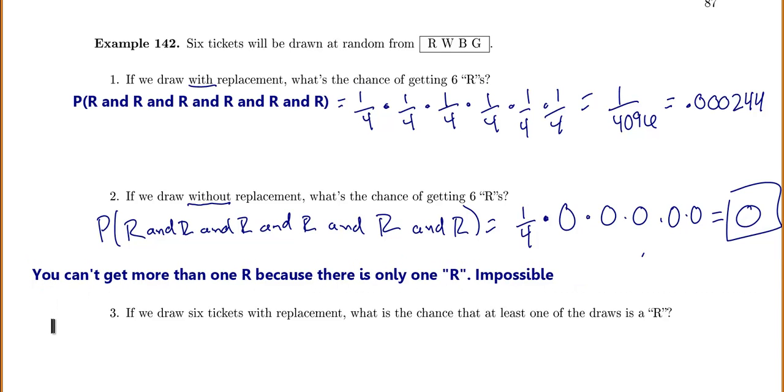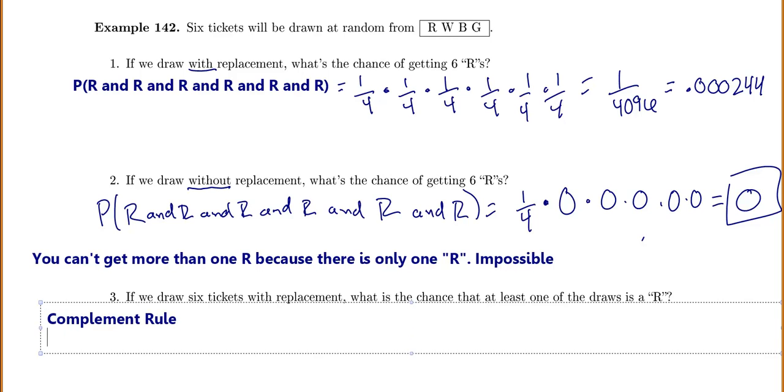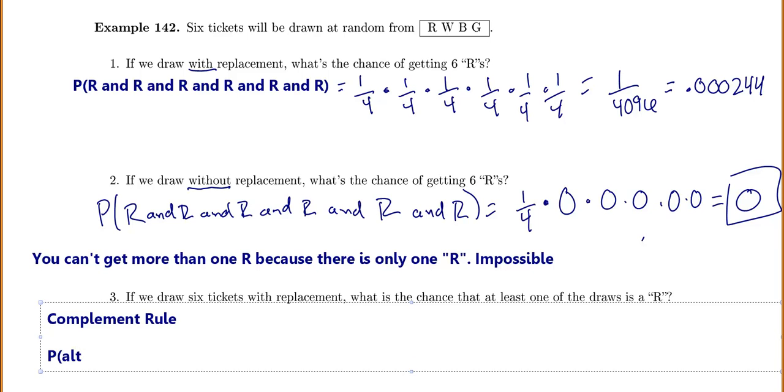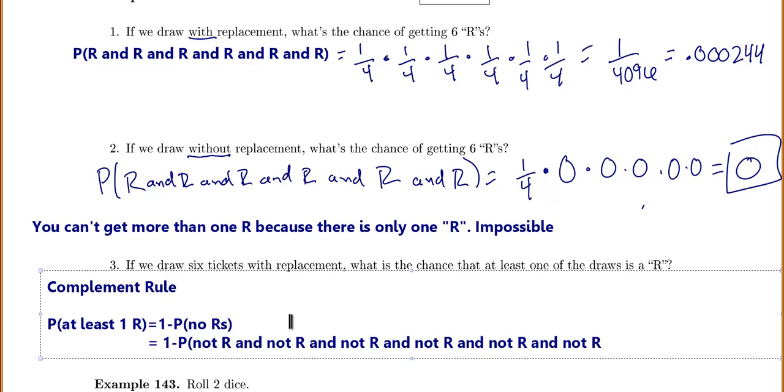Okay, number 3, if we draw 6 tickets with replacement, what is the chance that at least one of the draws is an R? This sounds like the complement rule, right? So we're looking for the probability of at least 1 R. That's equal to 1 minus the probability of no R's. And how are we going to find this? We're going to have to do 1 minus the probability of not R, and not R, and not R, and not R, and not R, and not R.